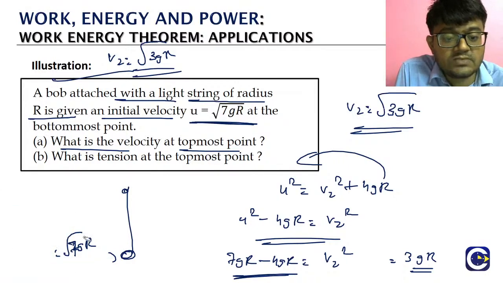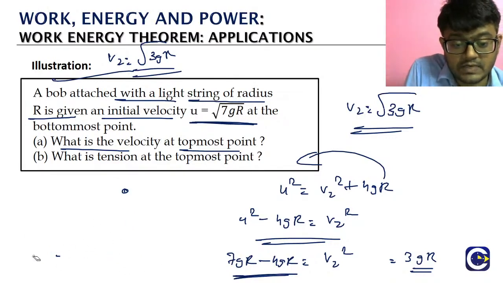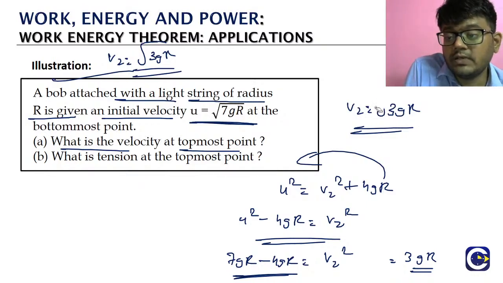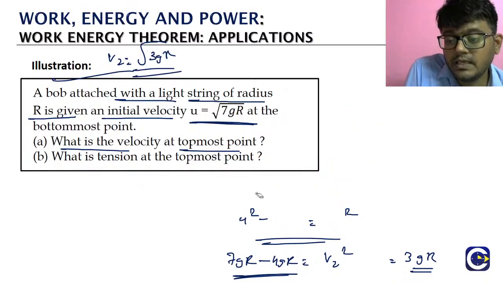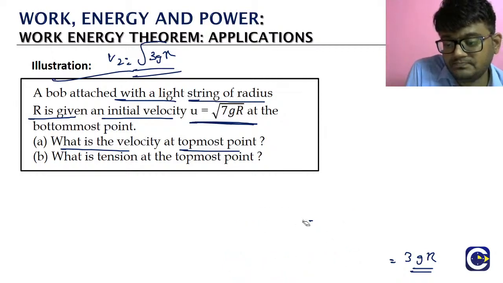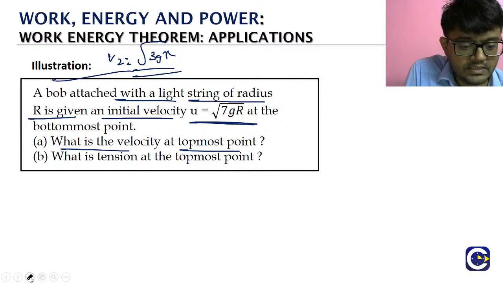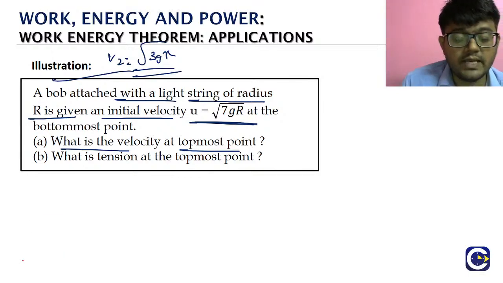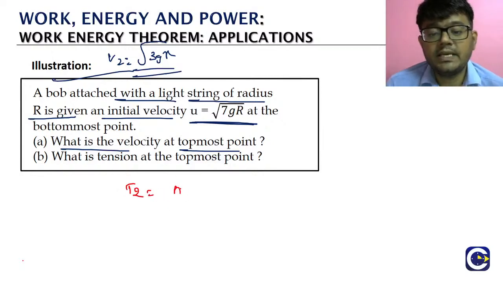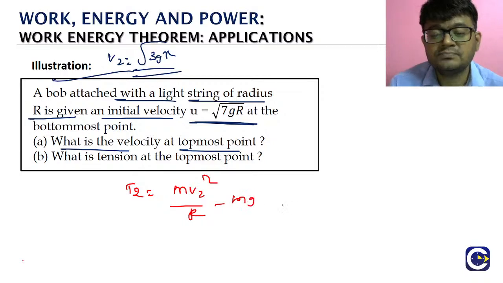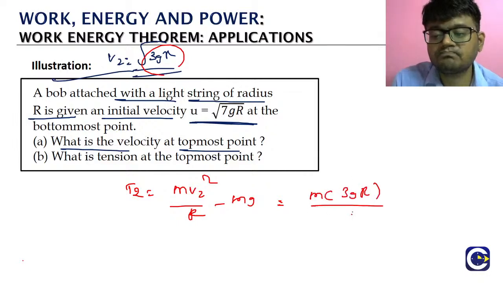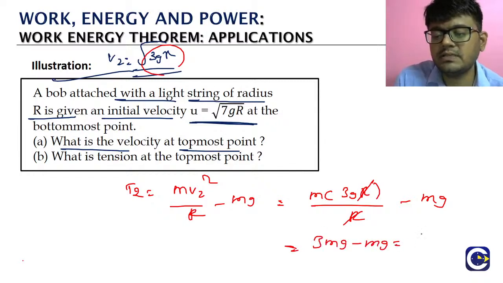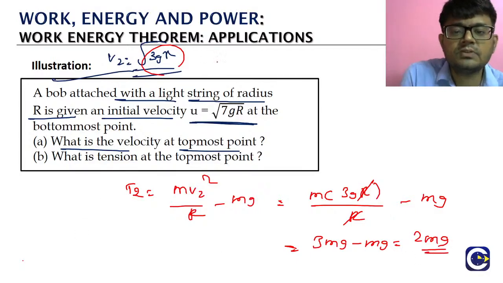So second point என்ன? Part B என்னது இதுல? They are asking us what is the tension at the topmost point. What is the formula for that? T2 is equal to m into v2 square by r minus mg தானா? இந்த ஃபார்முலா எல்லாம் நமக்கு ஞாபகம் வச்சுக்கணும். What is the T2 ஓட வேல்யூ? Tension at the topmost point எவ்வளவு? m into v2 square by r minus mg. v2 square எவ்வளவு? 3gr. ஓகேவா? r கேன்சல் ஆயிடும். 3mg minus mg, அது 2mg. அதுதான் T2. So tension at the topmost point 2mg.